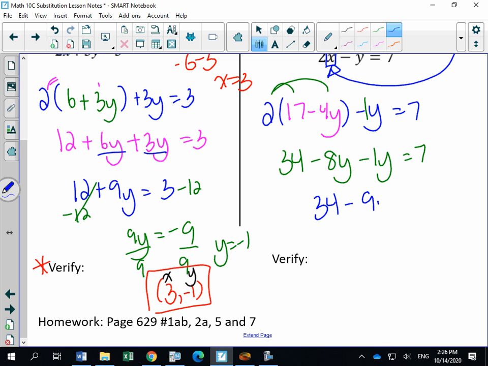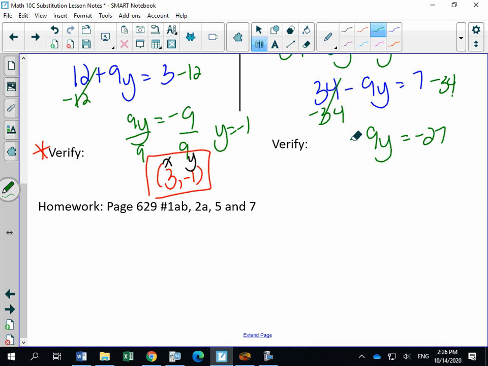34 minus 9y is equal to 7. From here, get rid of that 34, and you would have negative 9y is equal to negative 27. We've almost got y by itself. We got to get rid of that negative 9. So divide both sides by negative 9. y is equal to 3.